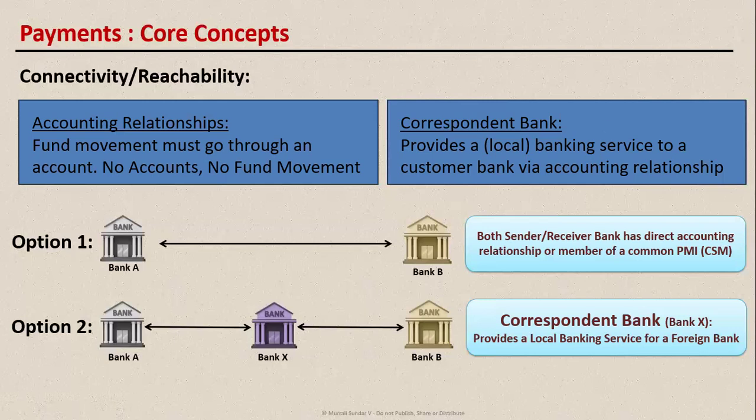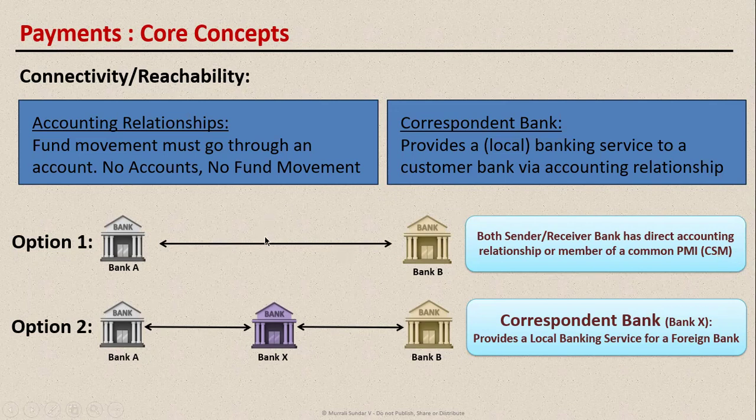But if you apply the logic, that is still the same for domestic also. So that's what in option 1, bank A and bank B, let's say either bank A has an account in bank B or bank B has an account in bank A. In any such case, they can directly send a payment to each other. So there are no restrictions for them. Okay, so either they have that or the common PMI. PMI is nothing but a CSM.